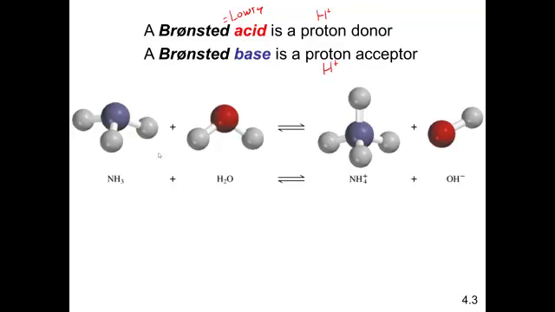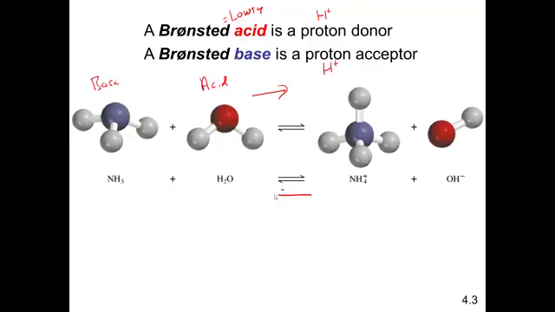Alright, so again, we kind of have the same example. But notice, NH3, what is it doing? It is accepting a proton from water. So it makes this a base. What is water doing? It is donating a proton, so it makes water an acid. Alright, and that's going in the forward direction.